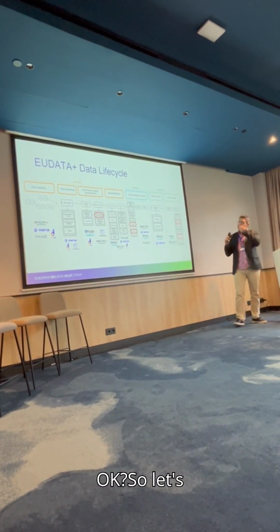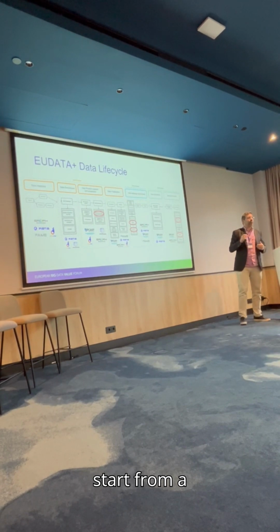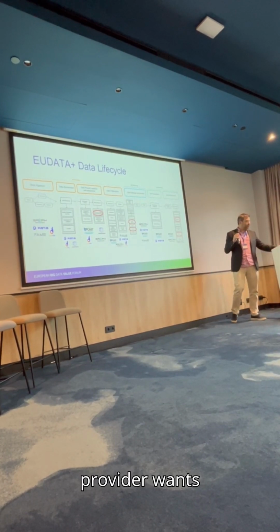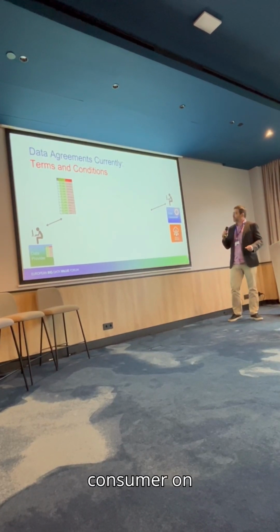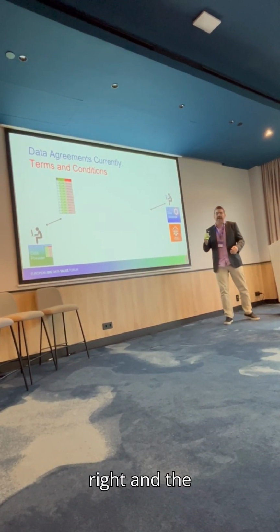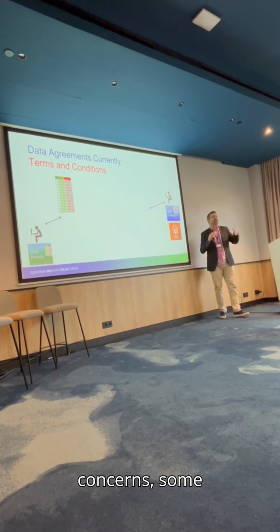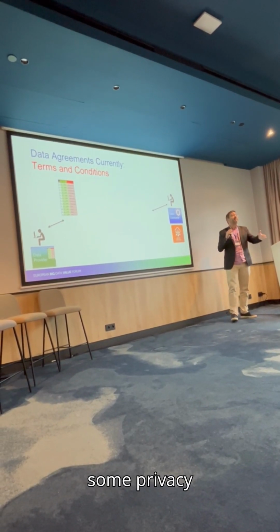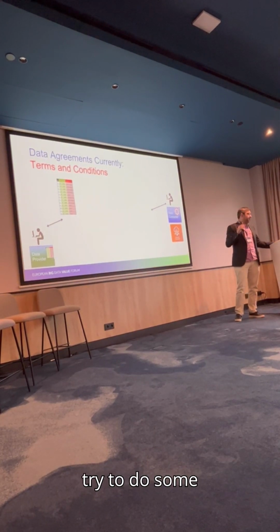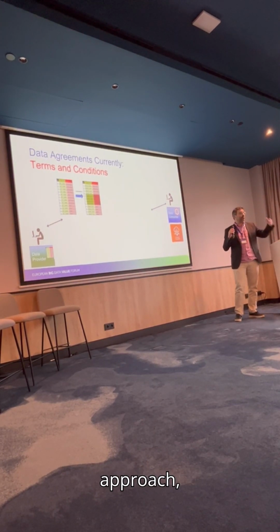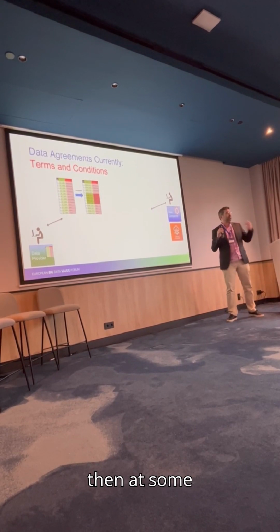Okay. So let's start from a scenario where a data provider wants to sell some data, right? And you have the data consumer on the right, and the data provider has some concerns, some terms, some conditions, right? It has some privacy concerns. What do they do right now? They try to do some kind of security approach, encryption, anonymization, and so on.